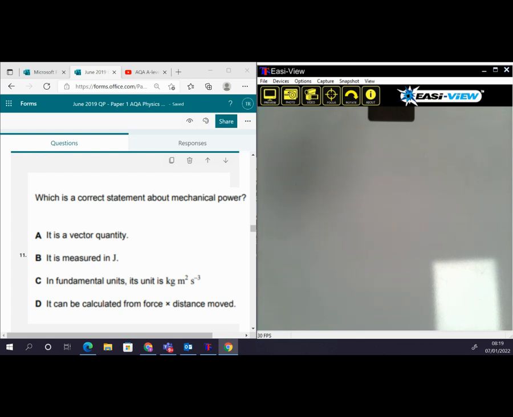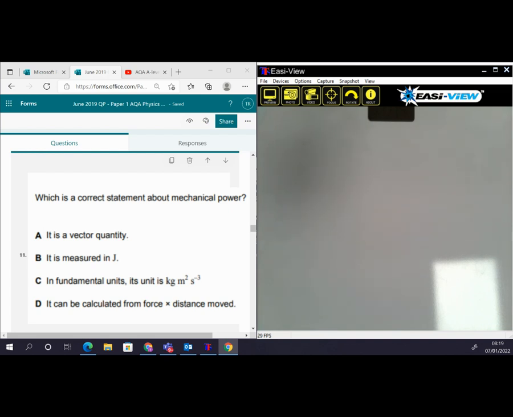So mechanical power is not a vector. Measured in joules? No, it's not measured in joules. It's in joules per second. So that's incorrect as well. The third one would require some checking. So whether it's fundamental units or kilogram meters squared second to the -3, I don't know that. I would need to work that out.